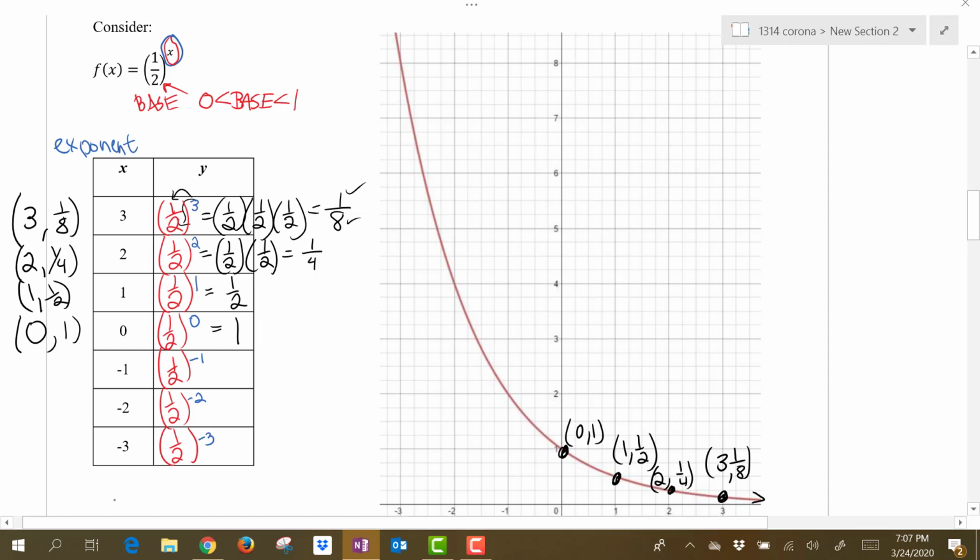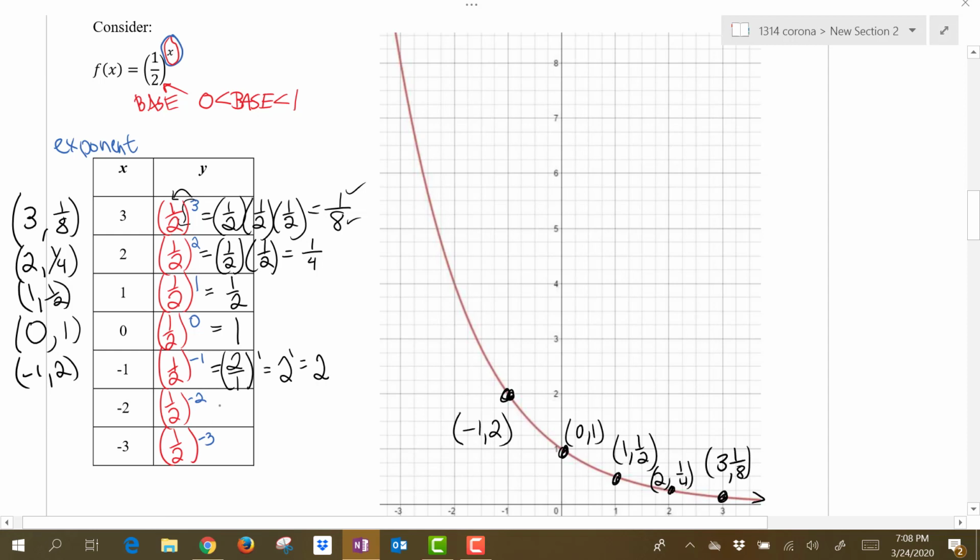Alright, let's go into the negatives. So we have to remember our negative exponent rule. Our negative exponent rule says if you have a negative exponent, you're not going to work with the base you see. You're going to flip that base upside down. So instead of working with 1/2, we're going to work with 2/1. We're going to work with the reciprocal of the base raised to the positive power. So that's 2/1 raised to the positive 1 power. Well, that's 2 to the power 1, that's just 2. So -1, 2. And that point's here, -1, 2. We get that there.